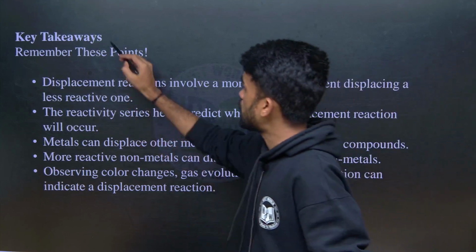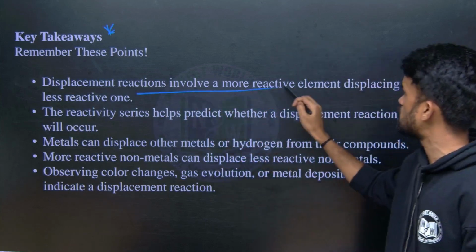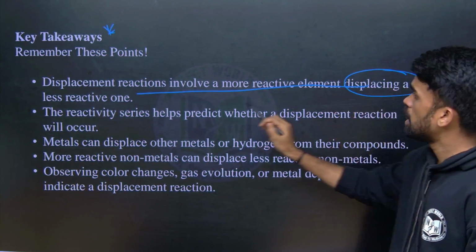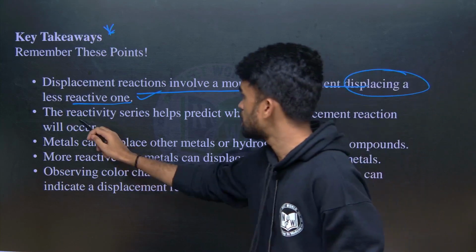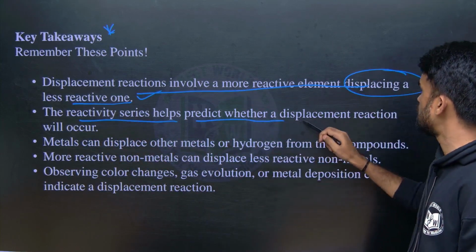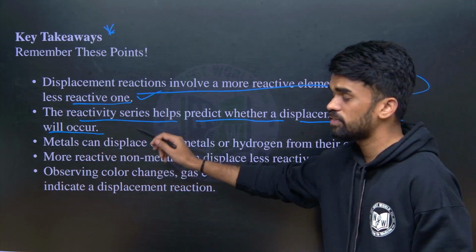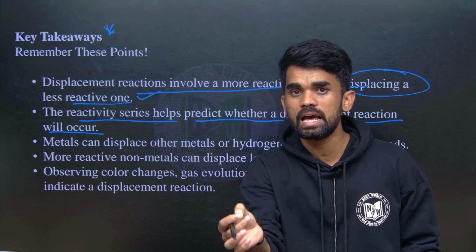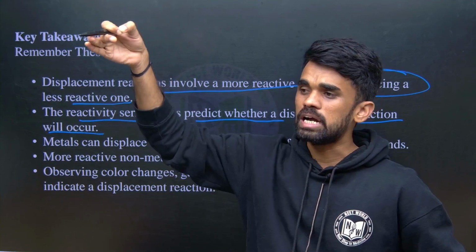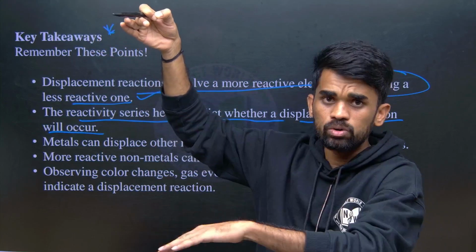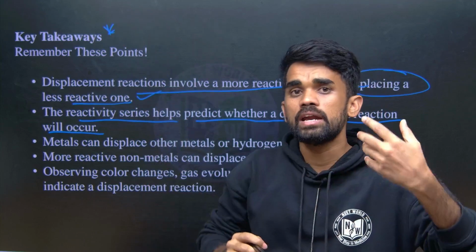Then next, what are the key takeaways here? Remember these points. A displacement reaction involves a more reactive element displacing a less reactive one. This is the first point. The reactivity series helps predict whether a displacement reaction will occur or not. So the reactivity series will help tell whether a given chemical reaction will take place or not. If a more reactive element is there, it will displace the less reactive elements from their solutions. But vice versa is not possible.